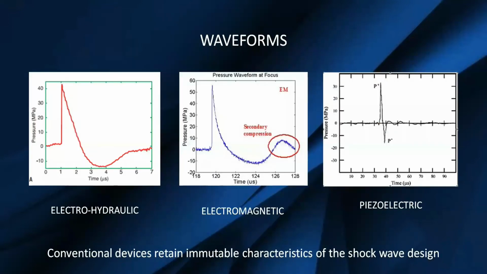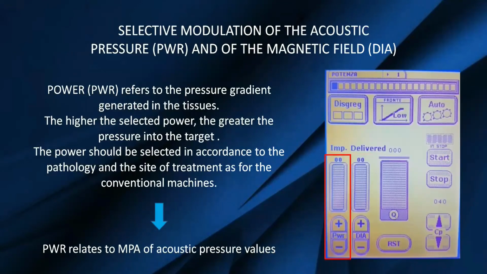The waveforms of the other machines can't work in this way, because the conventional device retains an immutable characteristic of the shockwave design, in a different aspect to the CTU shockwaves.